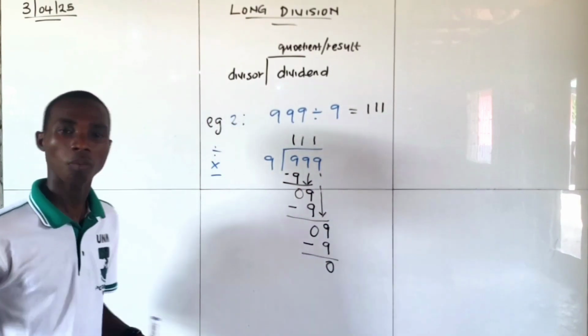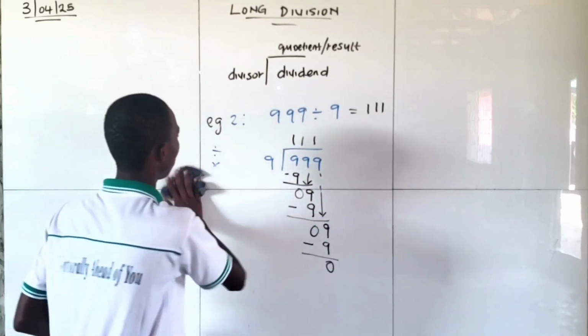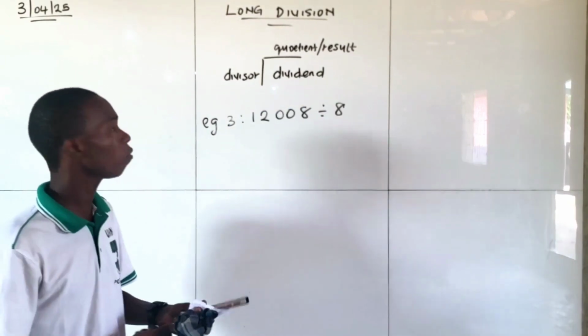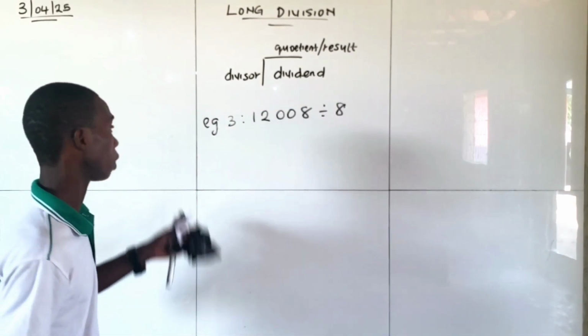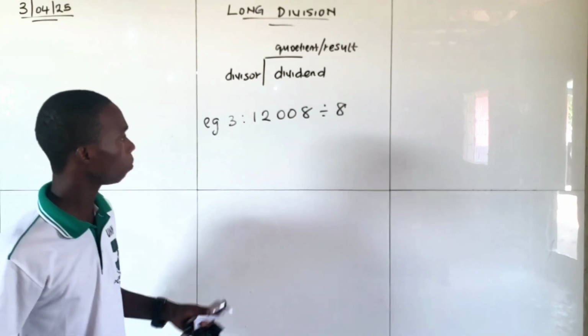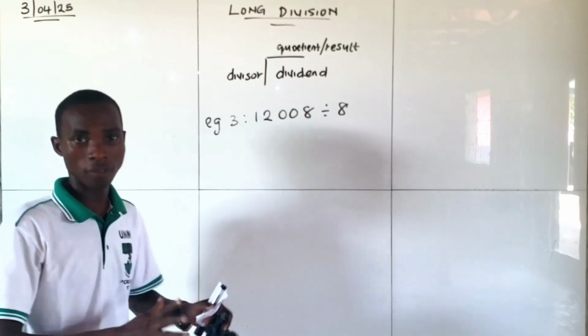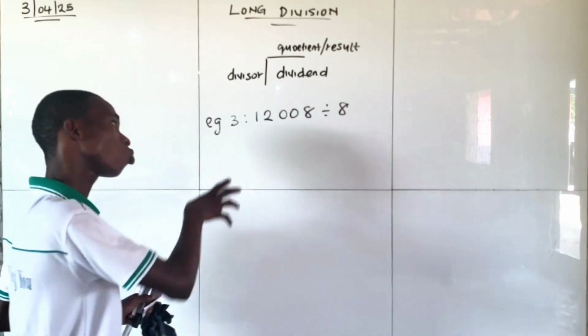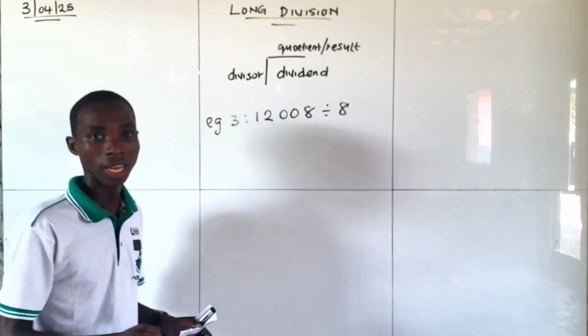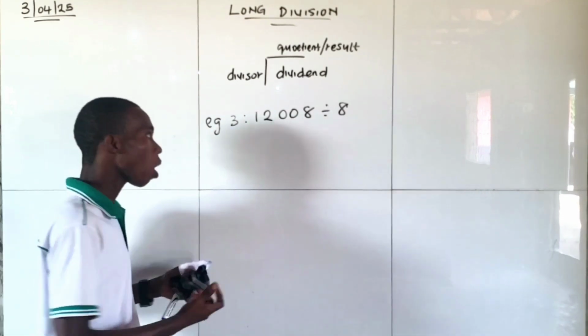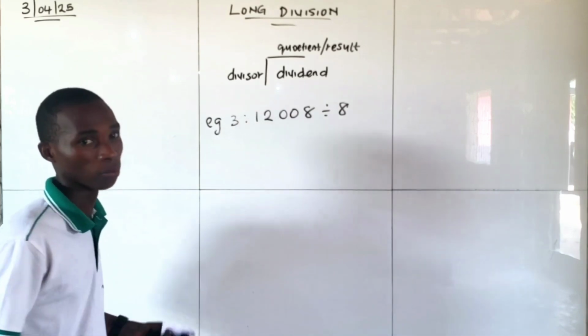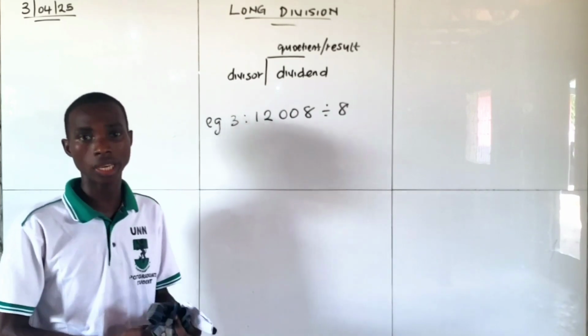So now let's take a more complex number. Now, if we have something like this, example 3, we'll have 12,008 divided by 8. If we are having 12,008 divided by 8, we notice that this number here is very complex, like it's very big. So how can we do it? It's still very simple. So just follow the steps and then you get it.